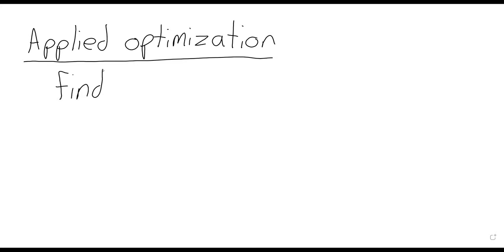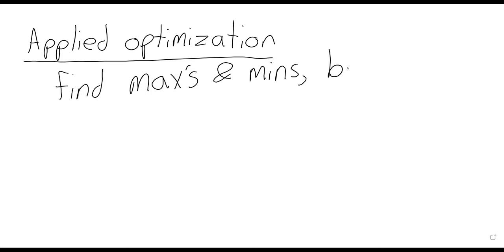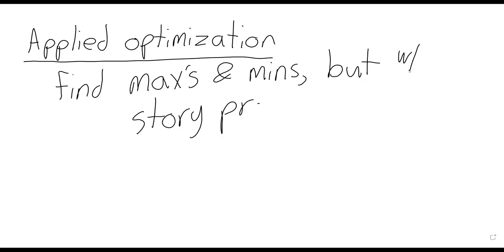So what the textbook means when it says applied optimization is that it wants you to find maxes and mins, but with some kind of story problem attached to it.